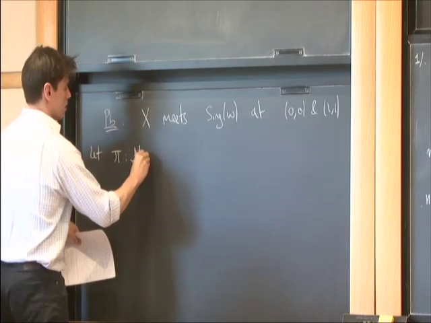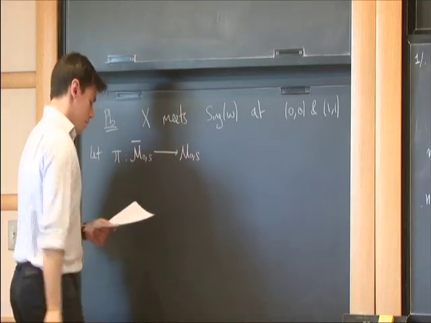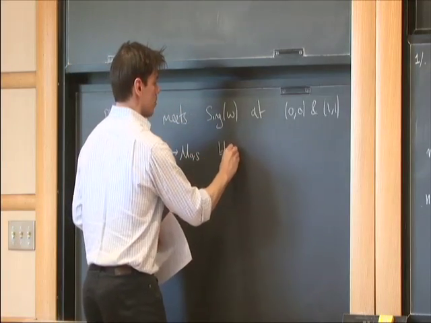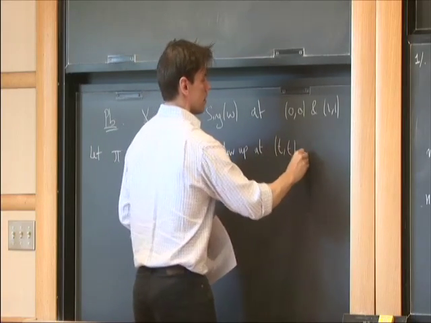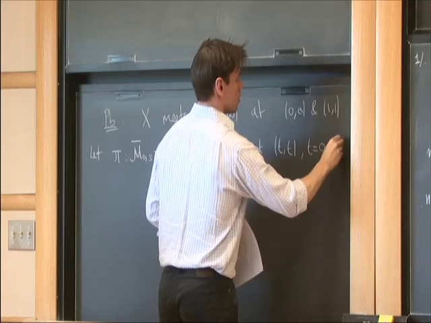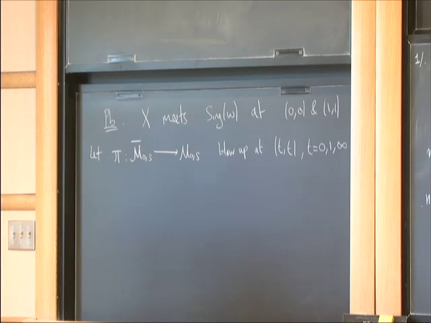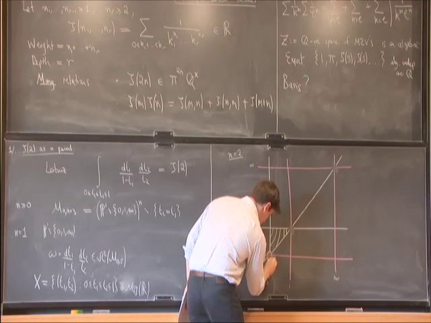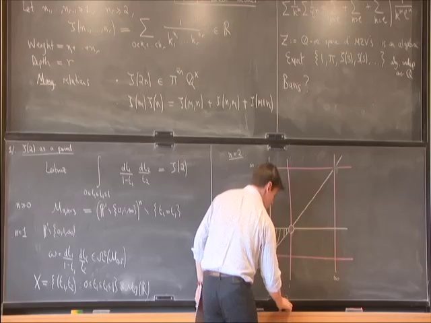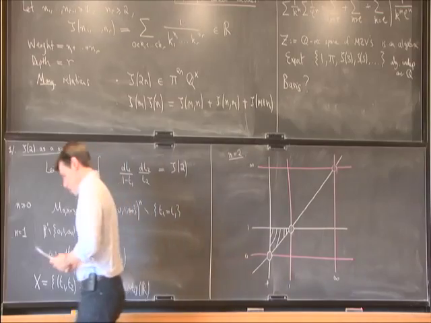So let M0,5 bar be the space obtained by blowing up at the points (t, t), where t is equal to 0, 1, and infinity. So on this picture, that means that I replace each of these three points with a copy of P1. So a white copy here, a white copy here, and a red copy up here.